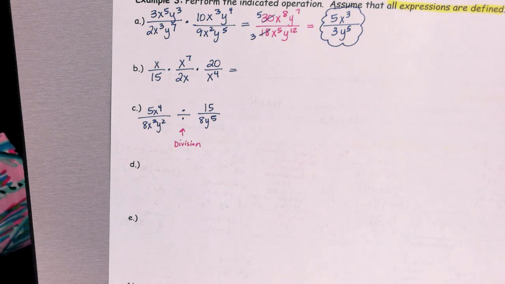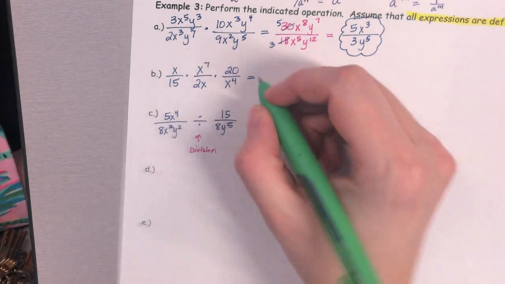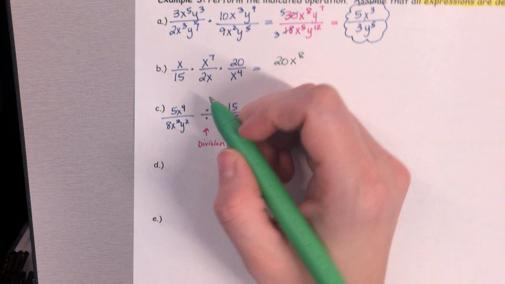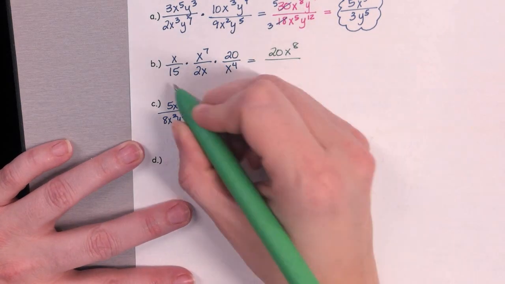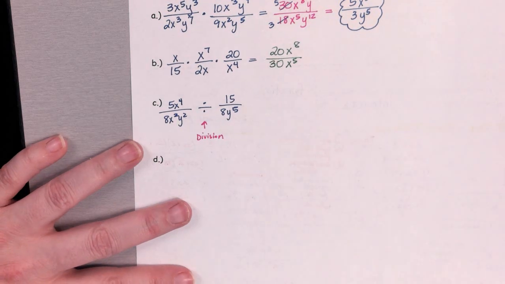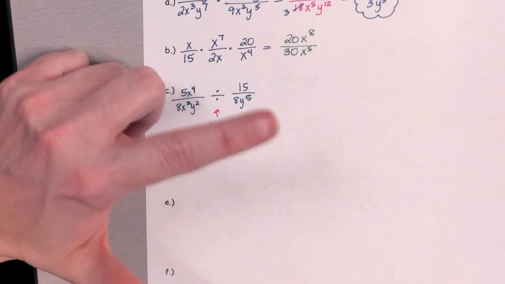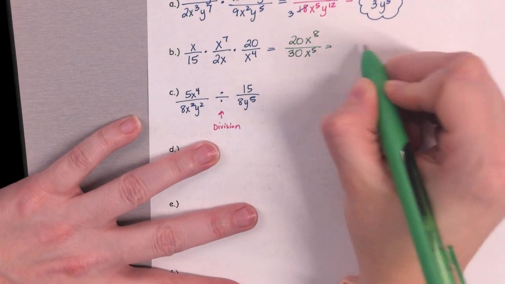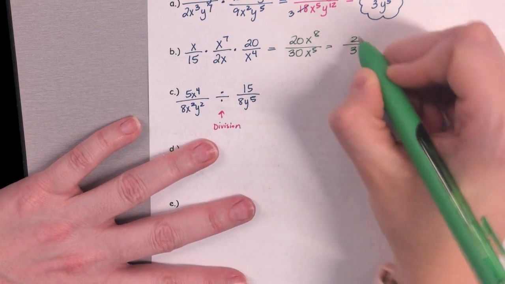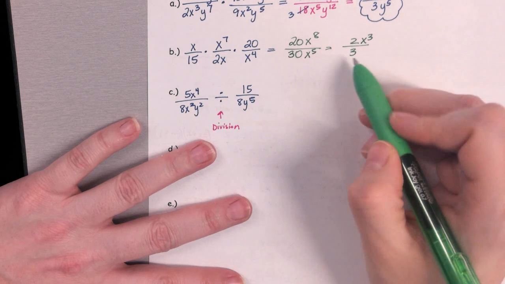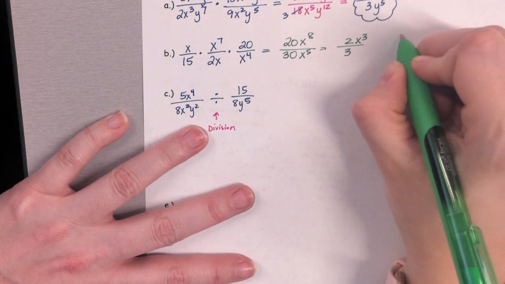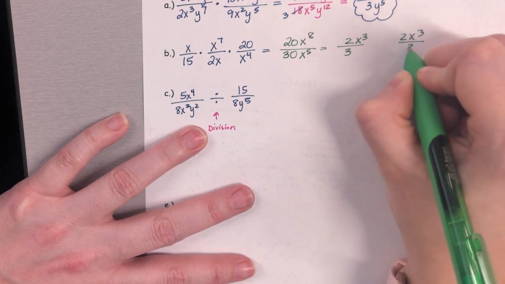All right, let's check part B. So if you multiplied straight across, then you would have got 20x to the 8th. On the bottom, 15 times 2 would give you 30, and this would be x to the 5th. Okay, now 20 and 30, what's the biggest number that goes into each of those? 10, yep, so it would just be 2/3. 8 minus 5 is 3. So you could write this as 2x cubed over 3 as your final answer.